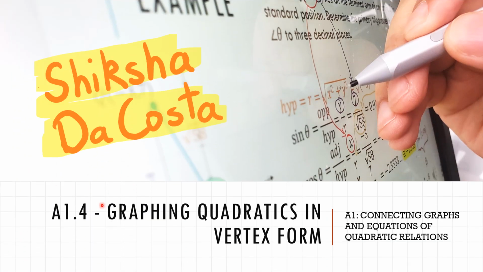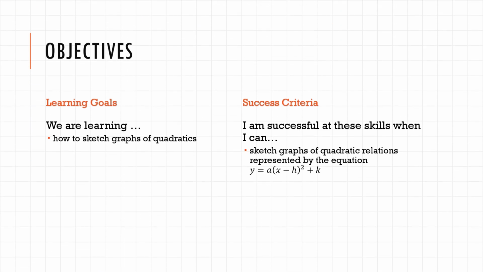Today we'll be graphing quadratics in vertex form. And this is part of our unit on connecting the graphs and the equations of quadratic relations. Today we're learning how to sketch graphs of quadratics. And you're successful at these skills when you can sketch the graphs of quadratic relations if they are given to you in this form, represented by the equation y equals a times x minus h squared plus k.